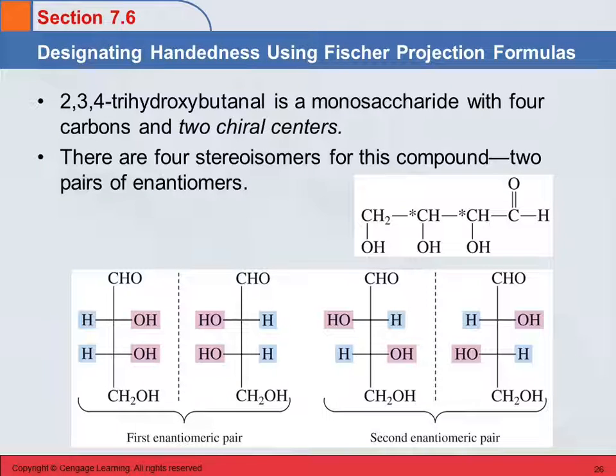The nice thing about Fischer projections is that the mirror image, in 2 dimensions, is going to look like a mirror image. We're just swapping these. So on this one, the OHs are on the right side. On this one, the OH is on the left side. They're mirror images of each other. Over here, we've got one on the left and one on the right, and then the mirror image is with them in the opposite position. So these 2 are a pair. Enantiomers always come in pairs. There's 2 images, the original and the mirror image.